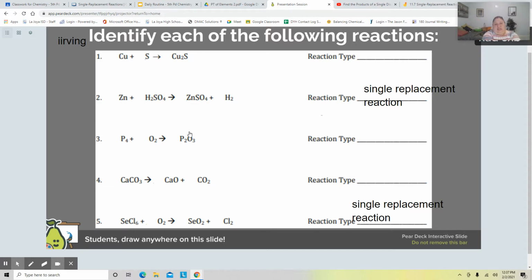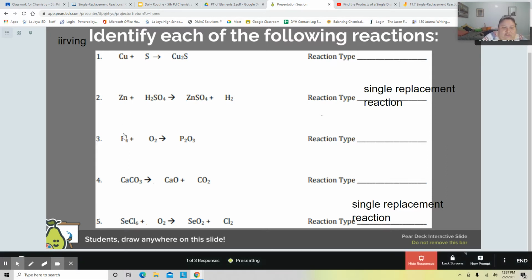Which one is a combination reaction where you have small compounds coming together and forming one product or one compound? You can also have elements coming together and forming one product. Where do we have combinations? And remember, decomposition means to break apart. Where do we have a combination reaction? Number 3. Very good. Number 3 is definitely a combination reaction, right?